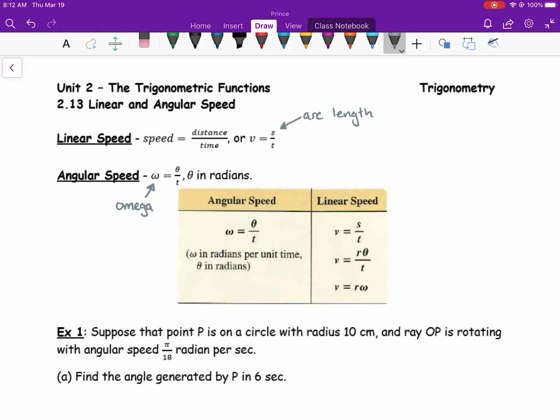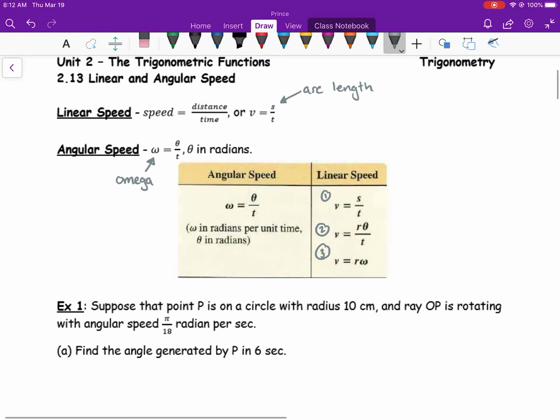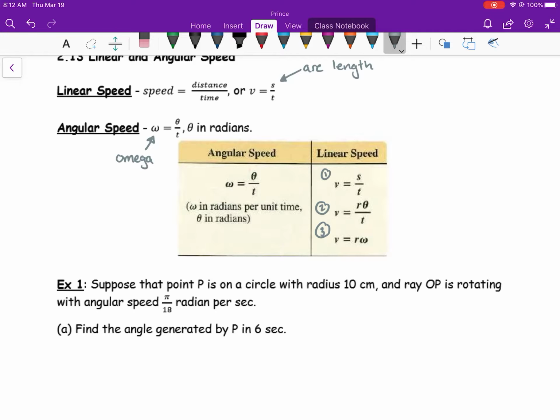In the little box here we see angular speed, where omega is in radians per unit time, and theta is in radians because that's everything I'm using right now. Linear speed can look like v equals s over t, or velocity equals radius times theta over time, or velocity equals radius times omega. So there are three different formulas for linear speed. Those are pretty much the main formulas for this section, and we use them to bounce back and forth and solve these problems.